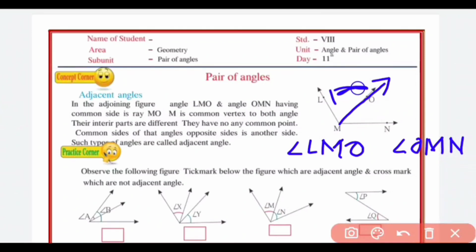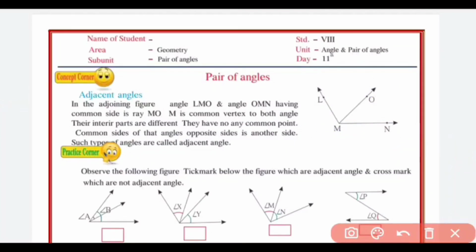This is the interior part of angle LMO, and this is the interior part of angle OMN. So they have separate interior parts. Interior parts are not common. They have a common arm, but the interior parts are separate, and they have a common vertex, point M.